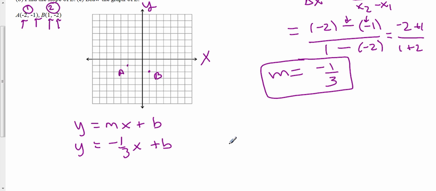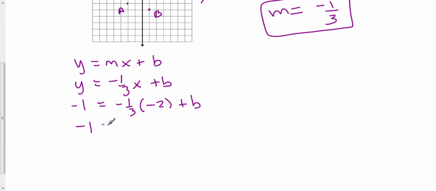And please remember that b is the y-intercept, or the point where that line is going to cross the y-axis. To find the y-intercept, I'm just going to pick a point. I am going to pick point A, just because it's there. So I'm going to put in the y value for point A, which is -1, equals -1/3 times the x value for point A, which is -2, plus b.